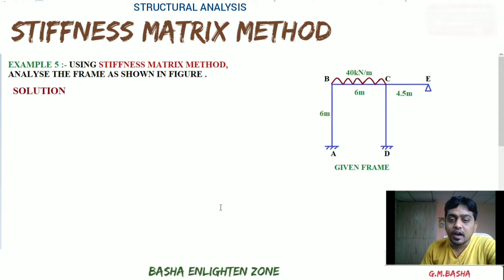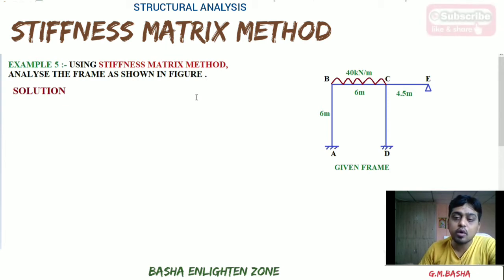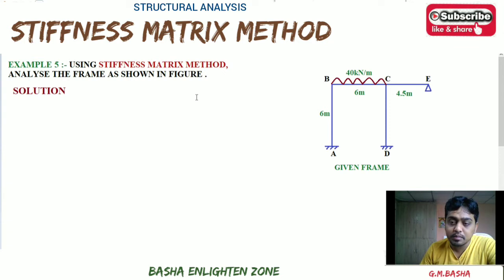In this lecture, I would like to explain another example based on the topic stiffness matrix method. See here, this is the given frame. For this frame, by using stiffness matrix method, we have to analyze this frame. So already I solved some of the examples based on the continuous beams. The entire procedure remains same, but there will be some small changes here. So I will explain that today also.